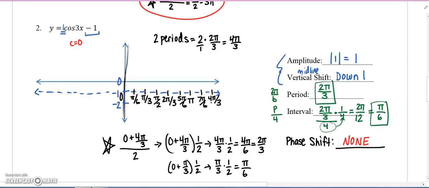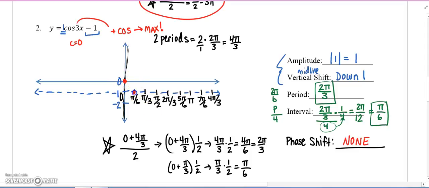Alright, so now that I've got everything, I can start graphing. Remember, in order to graph it, we need to know if it's positive or negative, and sine or cosine. Well, this one looks like a positive cosine. Do you remember where positive cosines start? Hopefully you said at the max, because that's right. So my max here is 0, so at x equals 0, I'm starting at the y value 0.